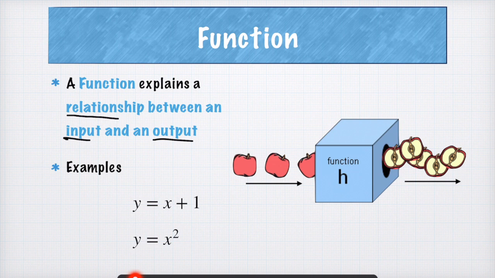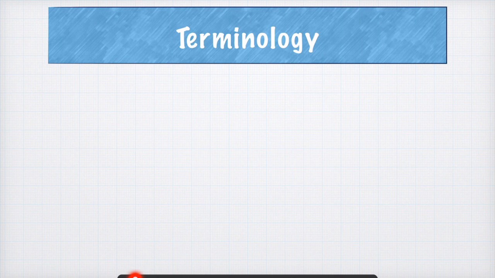Here we have y is equal to x squared. The same thing. We're going to put in something, which is our x. We're going to put it into this function, which is our relationship. It's saying you need to square it, and then it spits out something for y, and that's what we're getting out. Now here's some terminology.